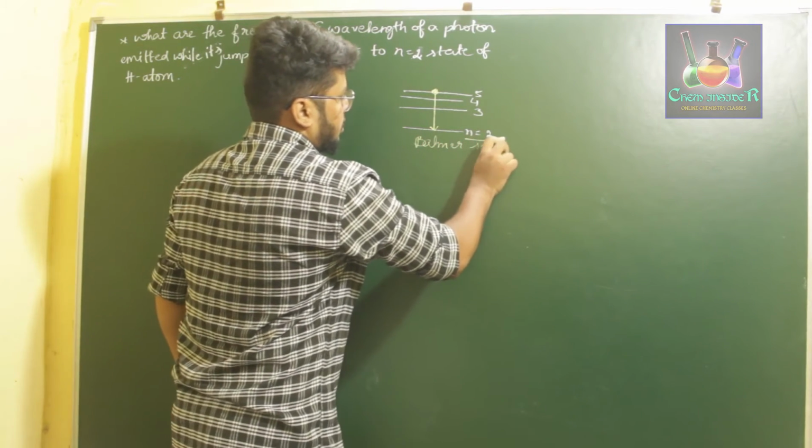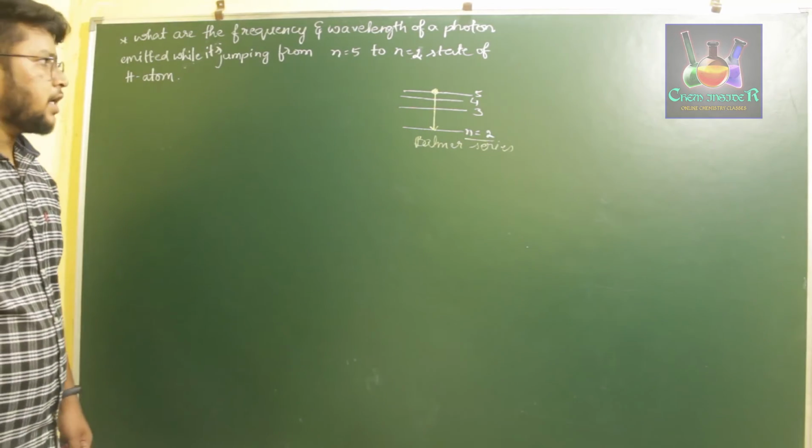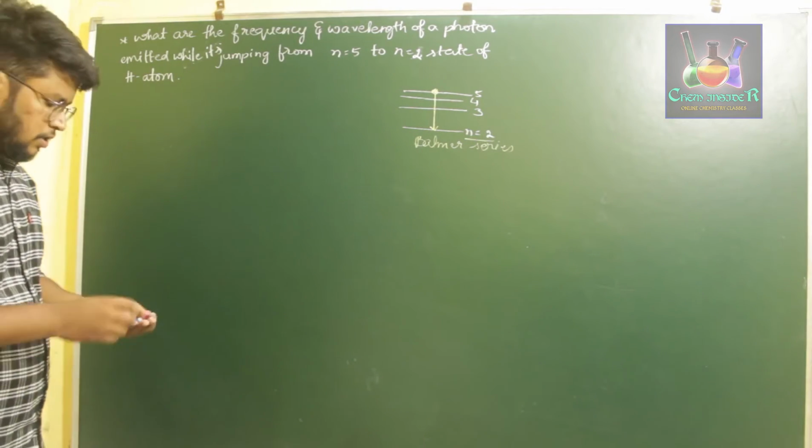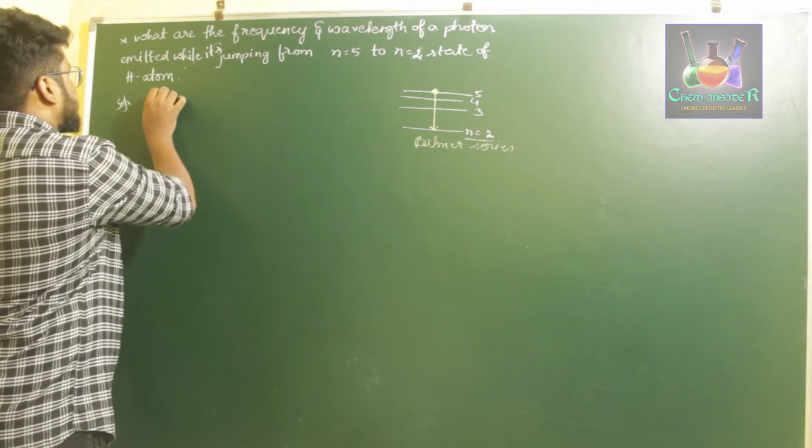This is from the Balmer series and it appears in the visible region of electromagnetic radiation. Okay, so that is one clear. So we'll write it down first. Solution.